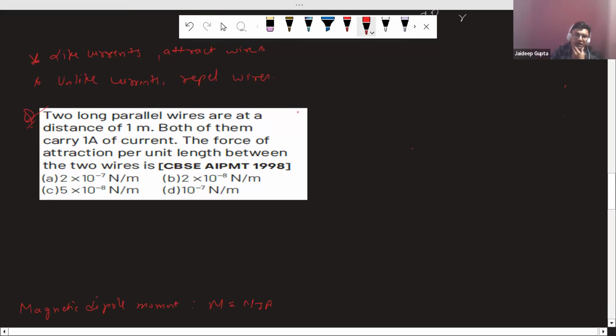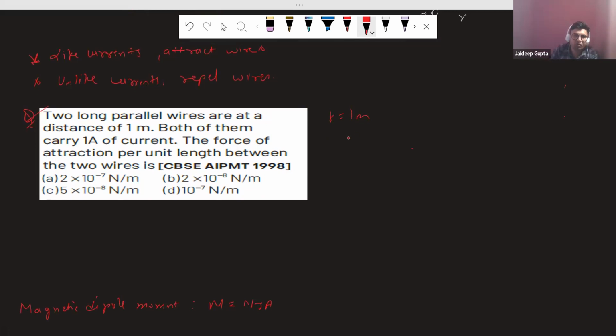Now, two long parallel wires at a distance of 1 meter. R is given, very easy. Current in both of them, I1 equals I2 equals 1 ampere. The force of attraction per unit length.